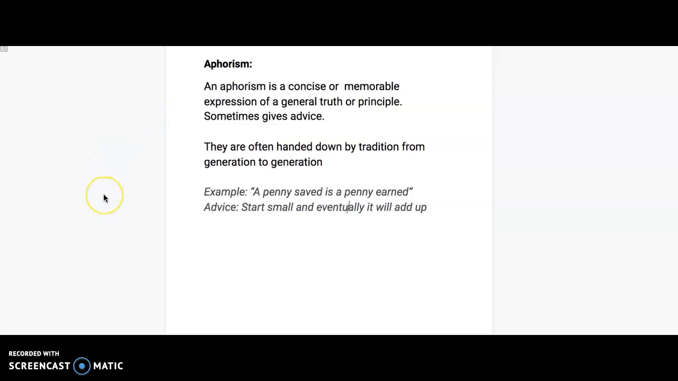An example would be a penny saved is a penny earned. So the advice for that is start small and then eventually it will add up. So aphorisms are what he was really well known for.